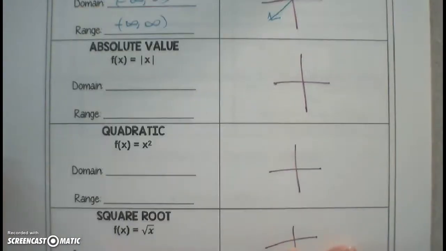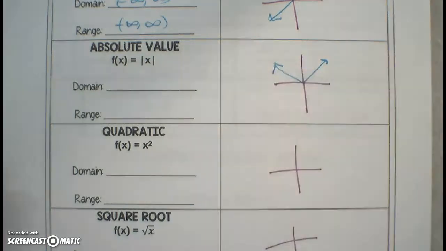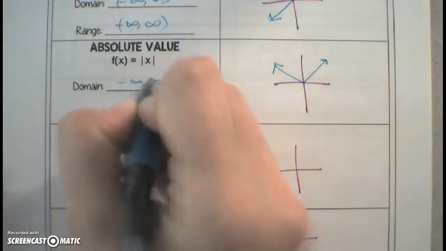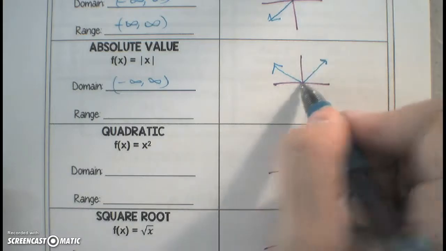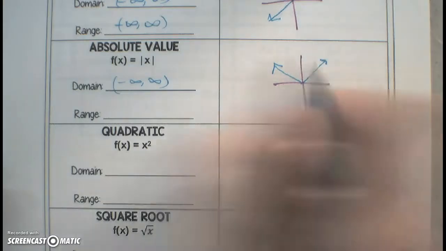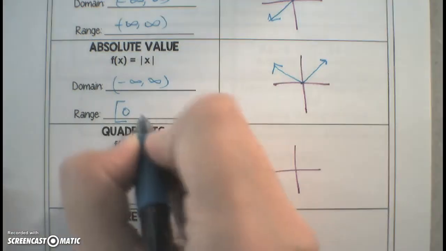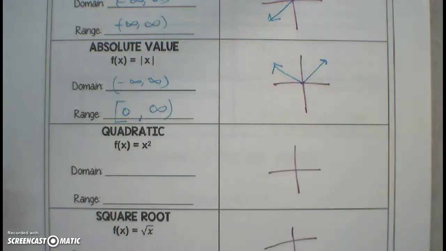Now let's take a look at some new ones maybe for you. Absolute value. So absolute value is going to look like a V. V for value. And notice that from left to right, we are still negative infinity to positive infinity. But when we look up and down, we don't start until 0. So that's our starting point. Remember, we use a bracket for that. 0 to positive infinity and beyond.